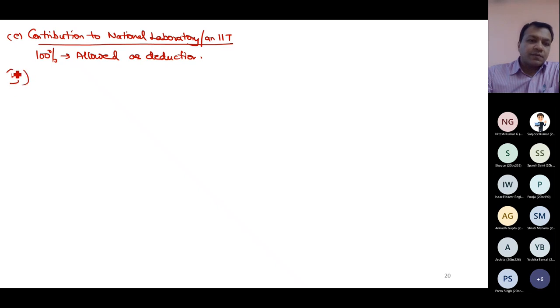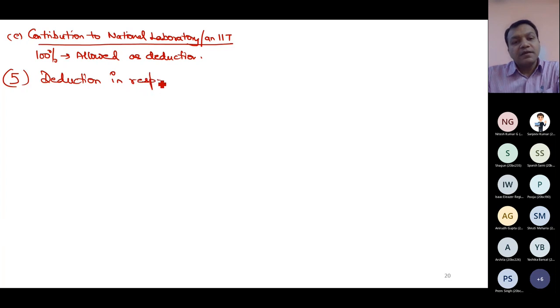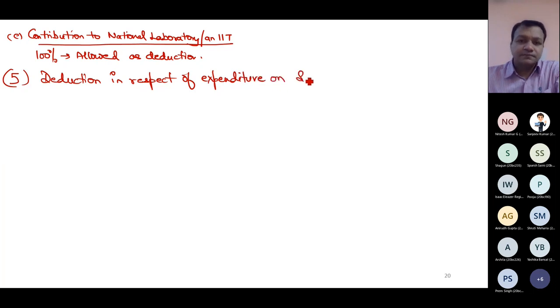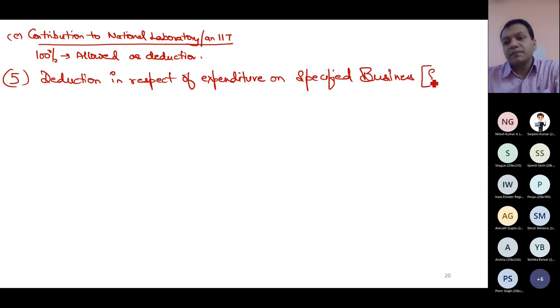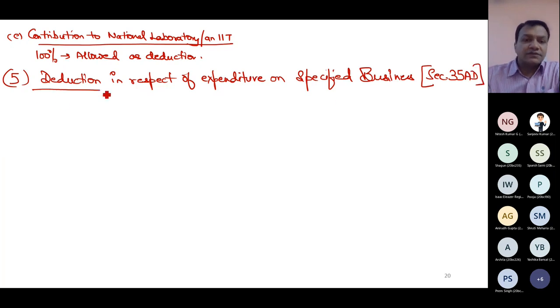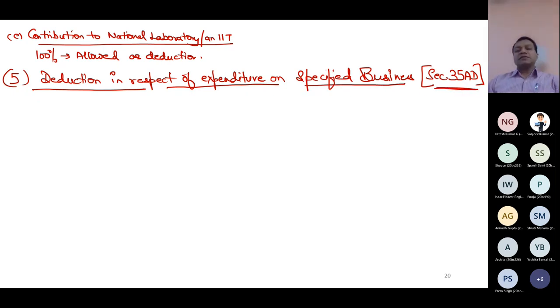Fifth expenditure. Specified business deduction. Now scientific research is over. Next one, deduction in respect of expenditure on specified business, Section 35 AD. So the scientific research is over. Now next, section 35 AD.